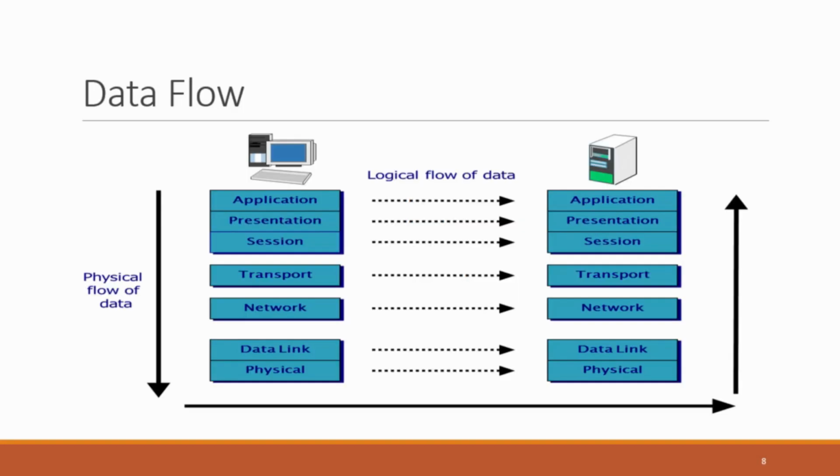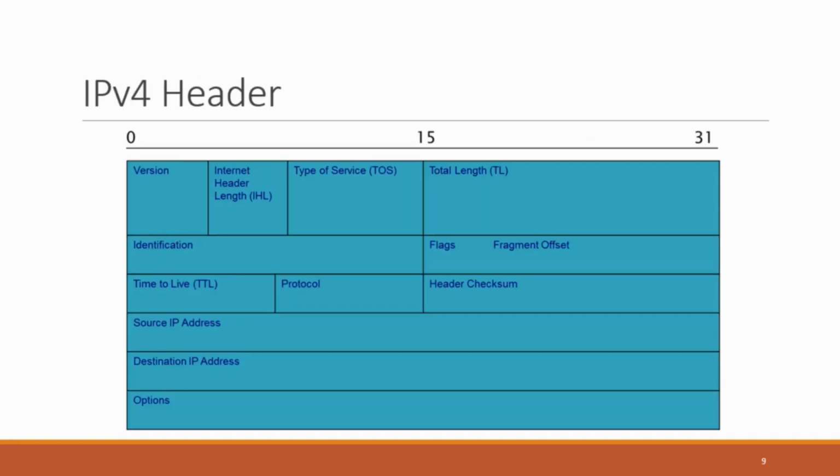In this image, we're looking at how the data flows between machines, and more importantly, between the layers of the network model, both logically and physically. Physically down the stack and then up the stack from the sender to the receiver. At each layer logically, the same function is taking place within the sender and the receiver. This is the IP header. This image shows the IPv4 header. And what we want to look at here is the protocol field. This is where that encapsulated protocol is identified.